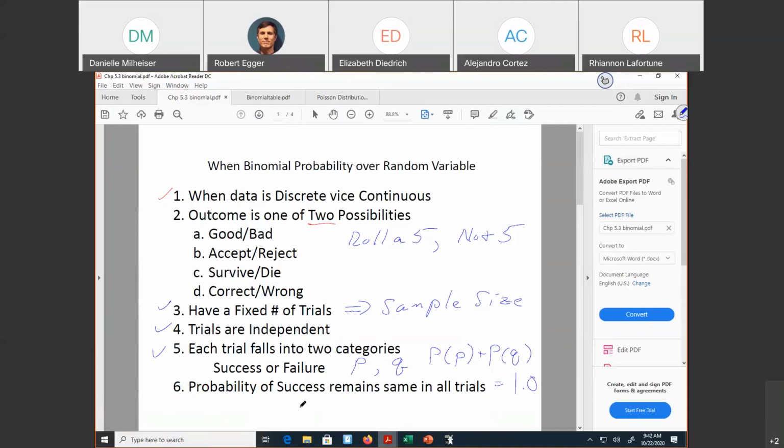And the probability of success remains the same in all trials. This relates back to 4. If the trials are independent, then 6 should be true. The probability of success remains the same in all trials. The probability doesn't change over time.